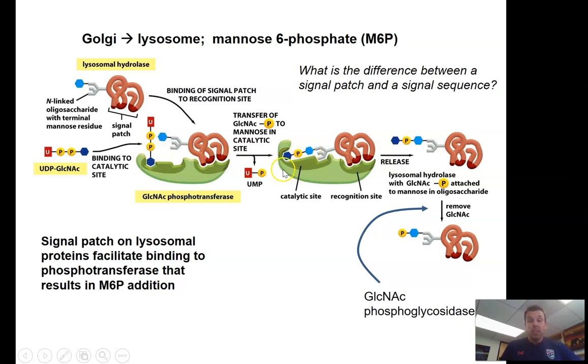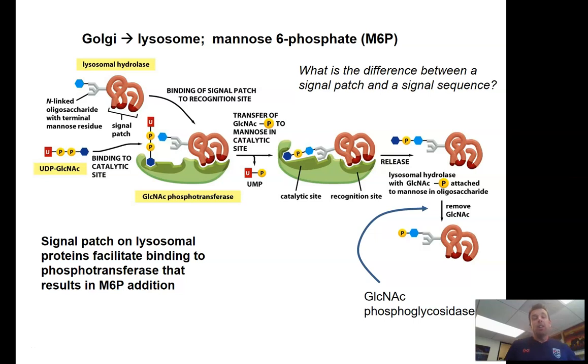And then the next enzyme, GlcNAc phosphoglycosidase, basically is going to take off this sugar, leaving the mannose with a phosphate residue on carbon number 6. Hence mannose 6-phosphate. Mannose is phosphorylated at carbon number 6. So we have two enzymes that are needed to do this. GlcNAc phosphotransferase and then GlcNAc phosphoglycosidase, and at the end of that the lysosomal enzyme will have its M6P, and that sends it to the lysosome.